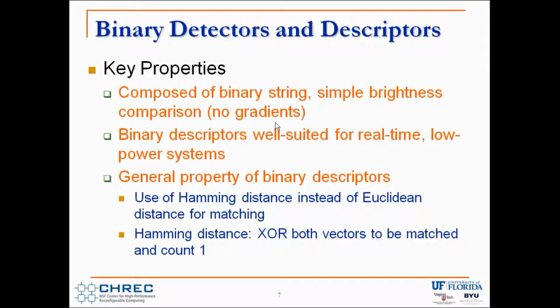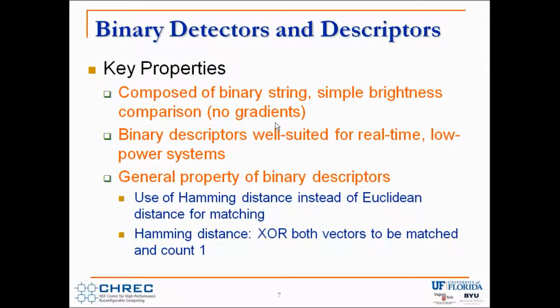As opposed to the real valued computation being done in SIFT and SURF, there has been another category where the computation is performed at the bit level, and these are called binary detectors and descriptors. The key property of binary detectors and descriptors is that they are composed of binary strings and do only simple brightness comparisons, which is less compute intensive compared to the SIFT and SURF algorithms.